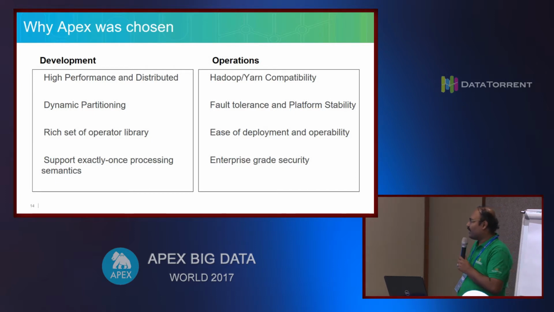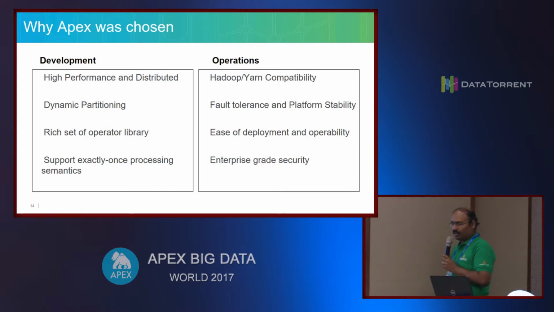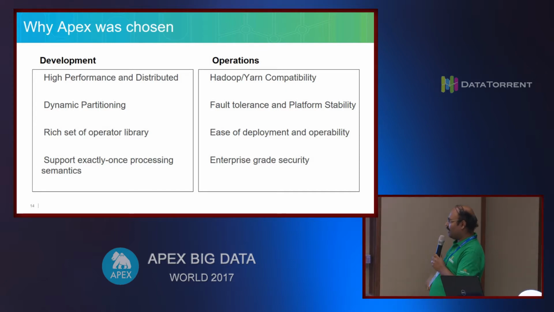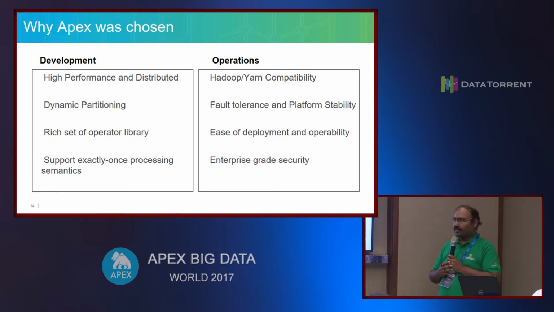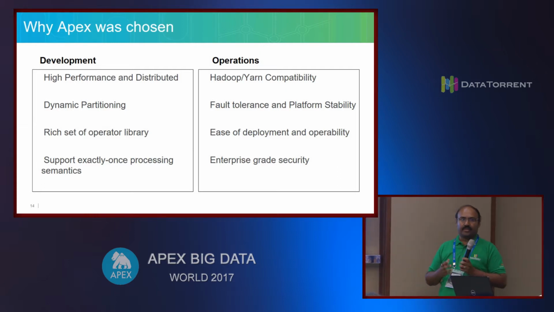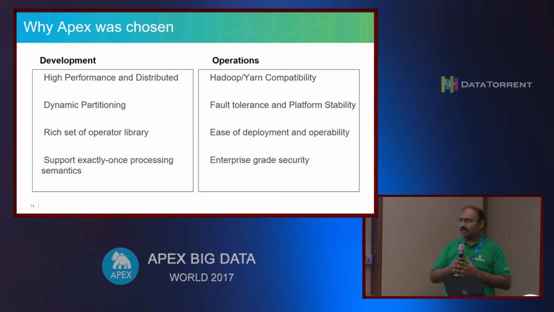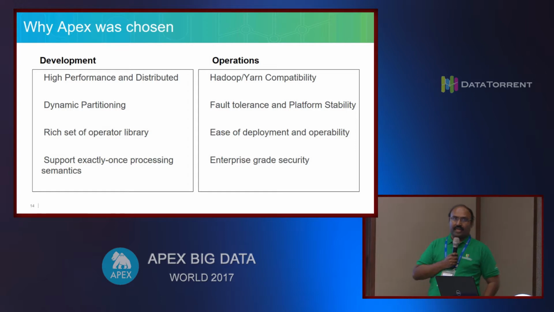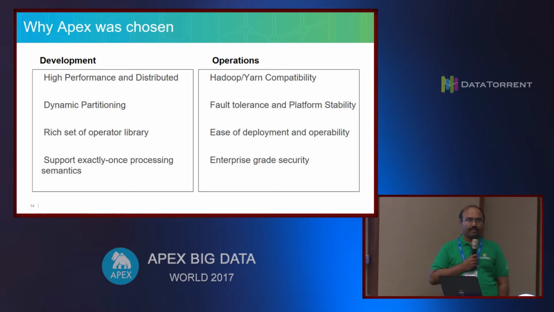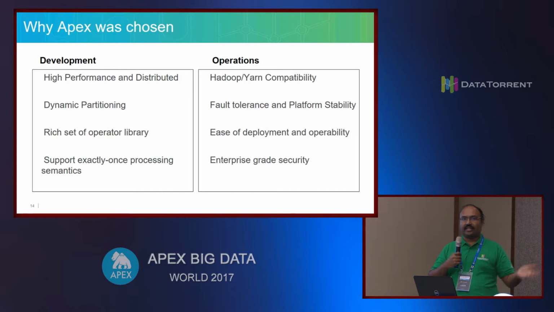So why Apex was chosen by GE was for two reasons: for ease in development of their time series application, as well as for operations. On the development side, it's because it's highly performant and it's distributed, so you can fully use all the computing resources available in your Hadoop cluster. Second, it supports dynamic scaling, so you don't have to provision for your worst case. You don't have to create an application that's just waiting there and doing nothing.